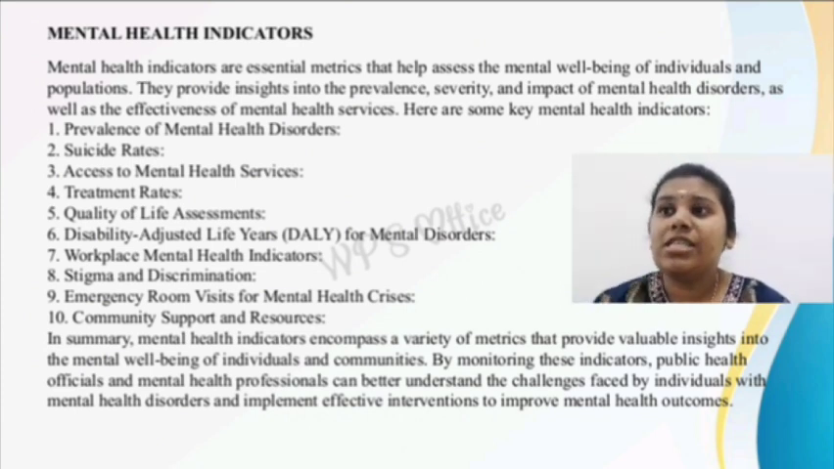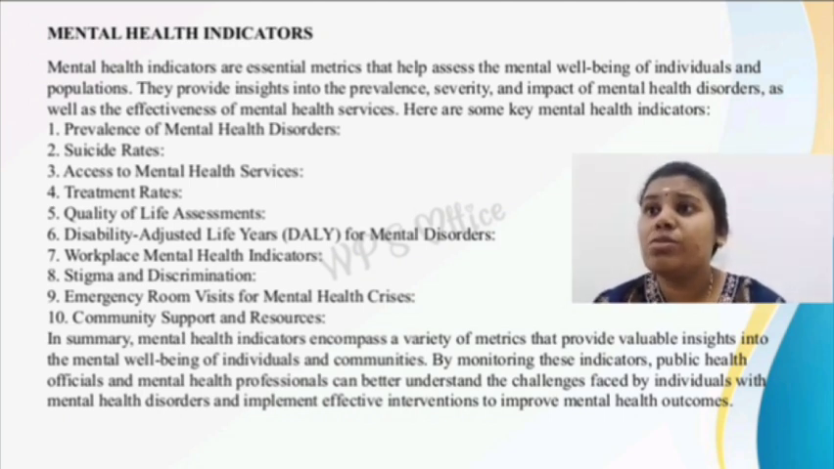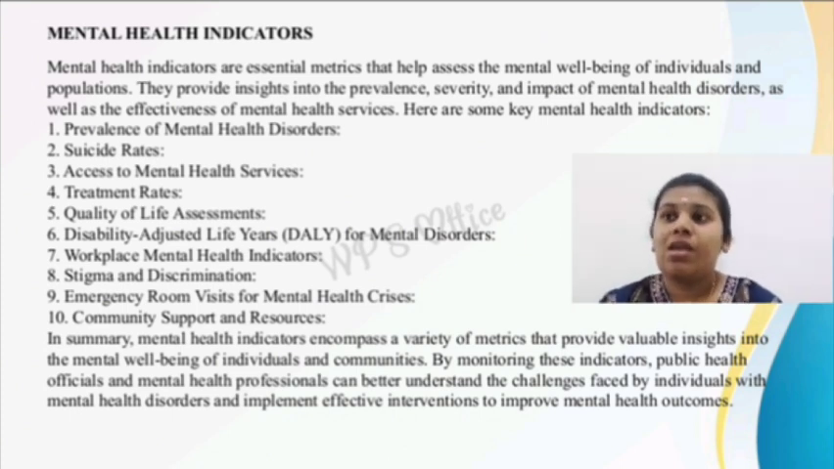Water quality indicators. These include various metrics such as pH levels, dissolved oxygen, turbidity, and concentrations of contaminants like heavy metals and nutrients, for example nitrates and phosphates. Monitoring water quality is crucial for ensuring safe drinking water and healthy aquatic ecosystems.